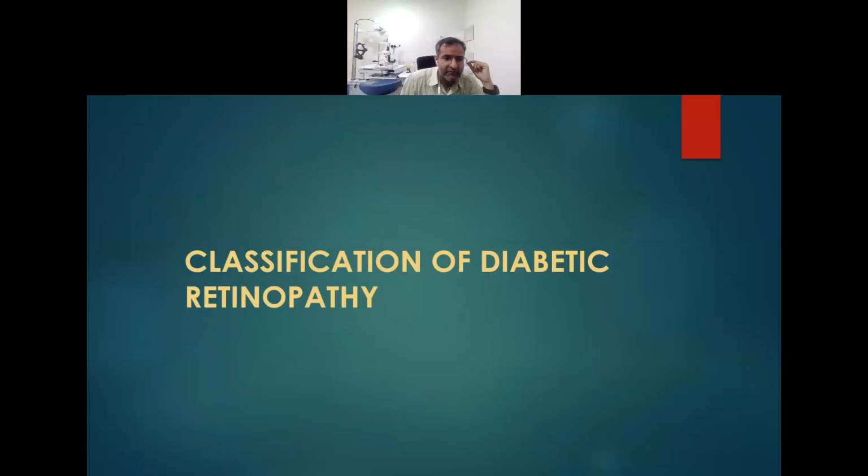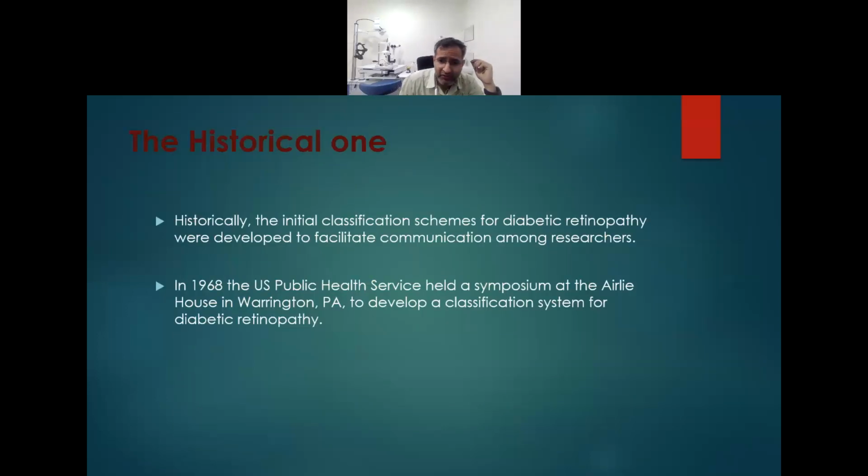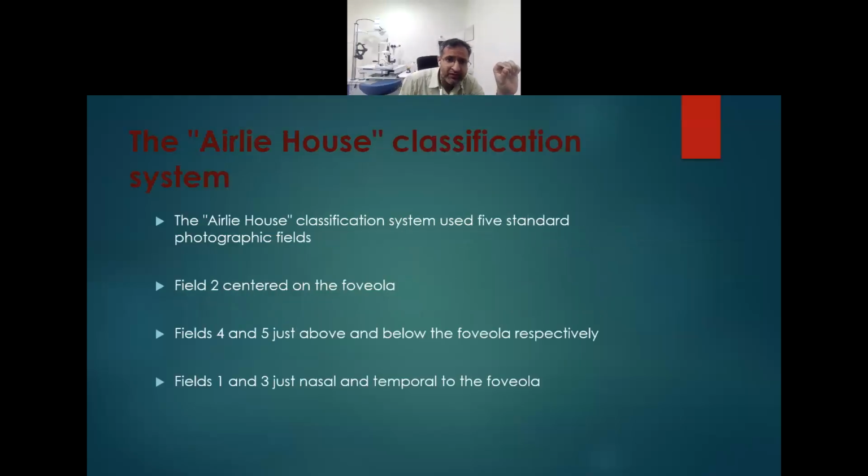So, classification of diabetic retinopathy. The history of the classification: why it was made was to facilitate communication among the doctors and the researchers. In 1968, the US Public Health Service held the first symposium at the Airlie House in Warrenton, to develop this classification system for diabetic retinopathy. That's why the first classification was known as the Airlie House classification system.